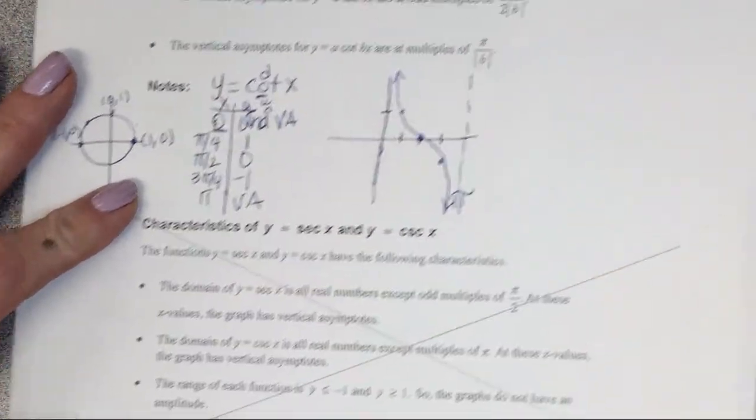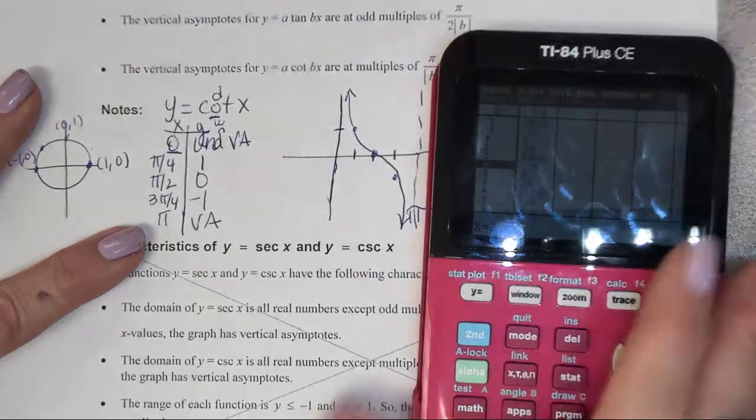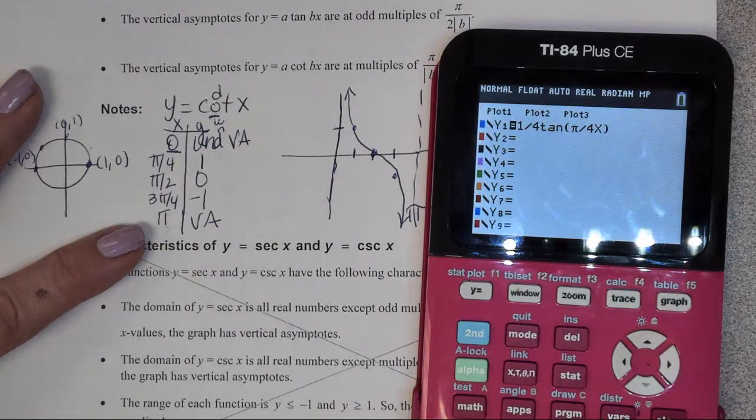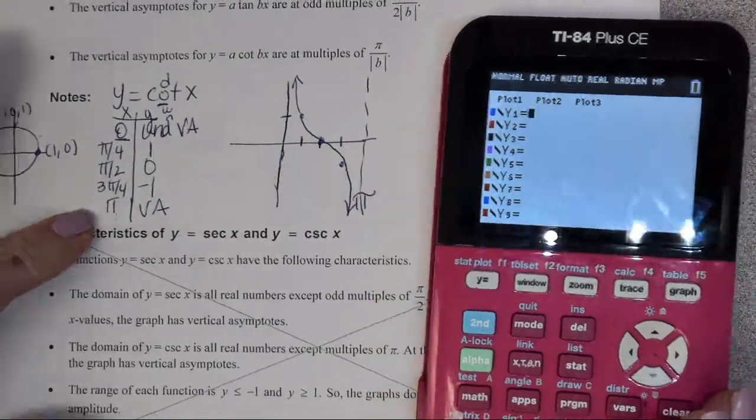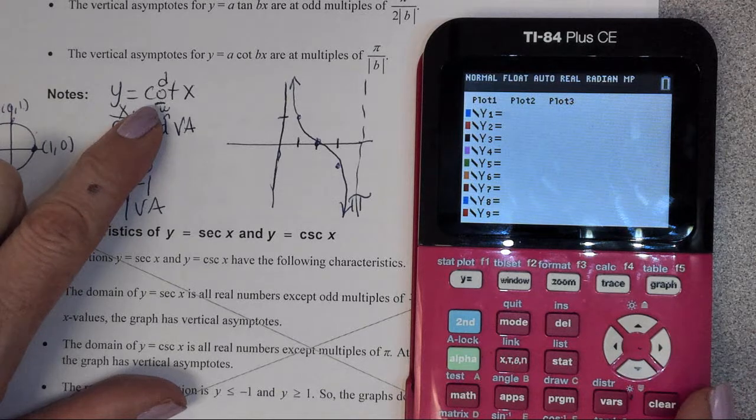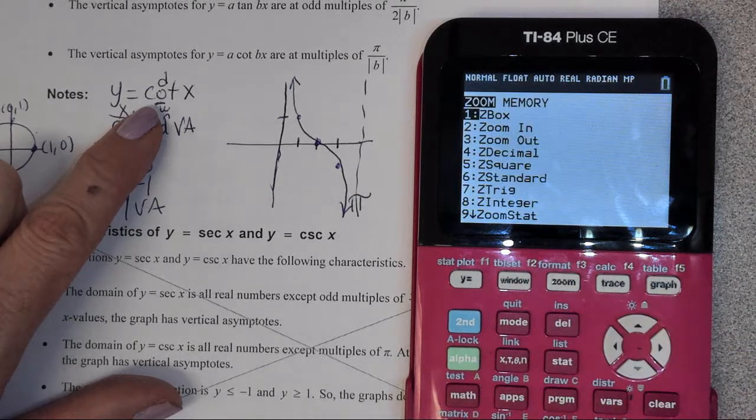Okay, so here's the way it looks. Let's just graph a bunch of them on here just to see that it is repeating. Cotangent is the reciprocal of tangent, so I have to do 1 divided by tangent of x. And I'm just going to do a zoom trig.